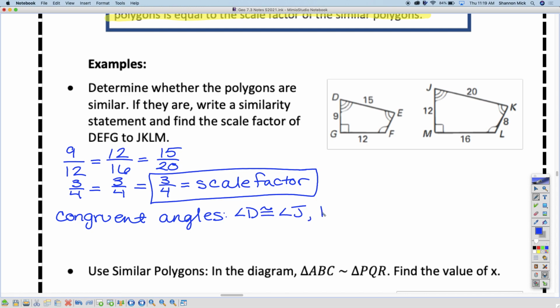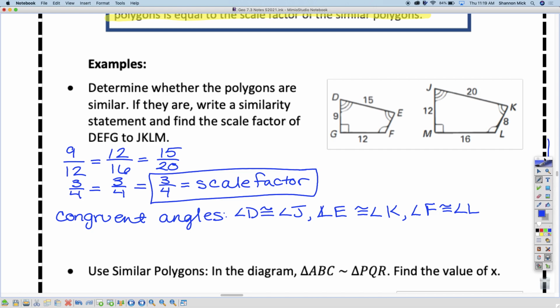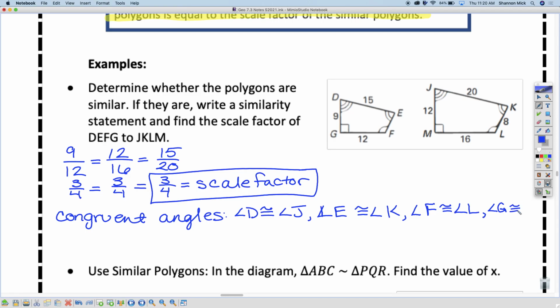Angle E, I'm just going around, is congruent to angle what? K. Angle F is congruent to L, and you have to have the angle symbols there, right? And angle G is congruent to angle M. Okay, so those are my congruent angles, correct?